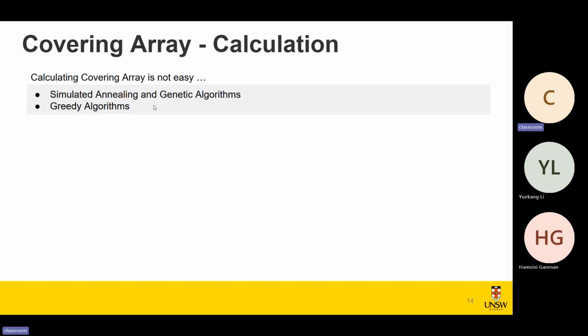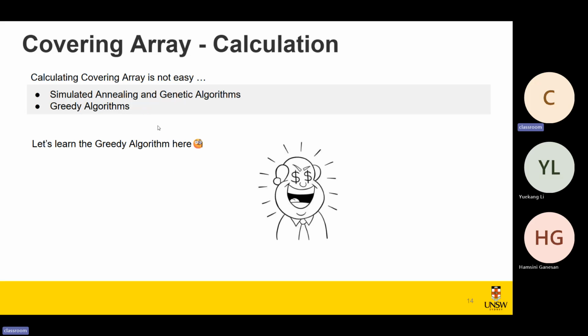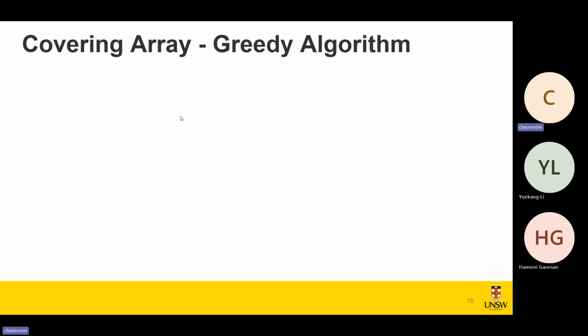We have to use some advanced algorithms to calculate the covering array. There are many research papers about how to calculate covering arrays effectively, and there are several algorithms. We have the simulated annealing algorithm, and we have the genetic algorithm. We will learn the genetic algorithm later next week. And we also have some simpler algorithms called the greedy algorithm. You might have learned it in some other courses. Let's learn how to use the greedy algorithm to solve this problem here, because it's a relatively simpler algorithm. So we like to be greedy.